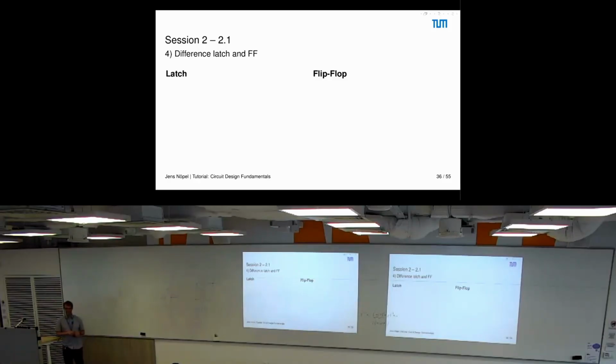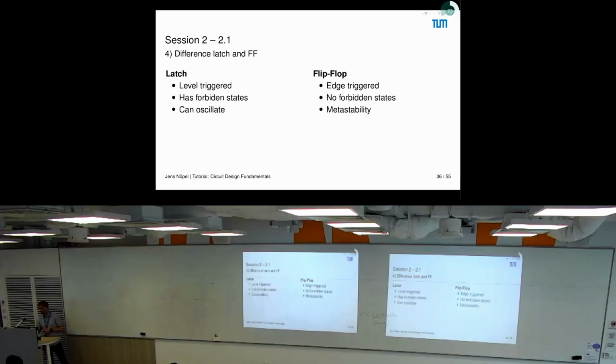Yes? So latches are level triggered and flip-flops are edge triggered. Something else? Yes. So latches have forbidden states, flip-flops do not. Okay, so this is like a short recap. One point is still missing, meaning that latches can oscillate and flip-flops have metastability.